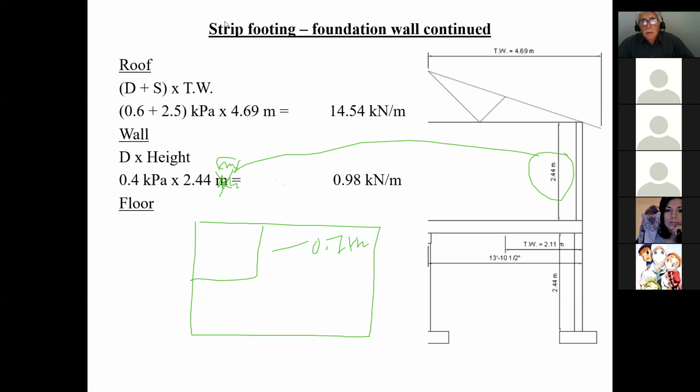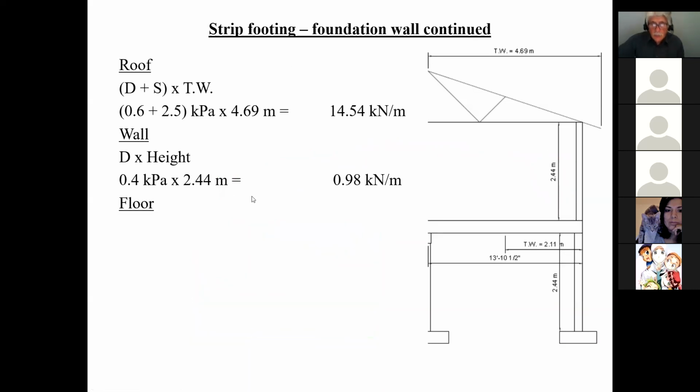So now, guys, the floor. We know that the dead load and the live load are both specified, so I can just add them together and multiply by my tributary width. The only thing you have to remember is that I have a beam here. Whatever is on the floor goes to that beam and half goes to that wall. Therefore my tributary width here is half of 13 feet, 10.5 inches.